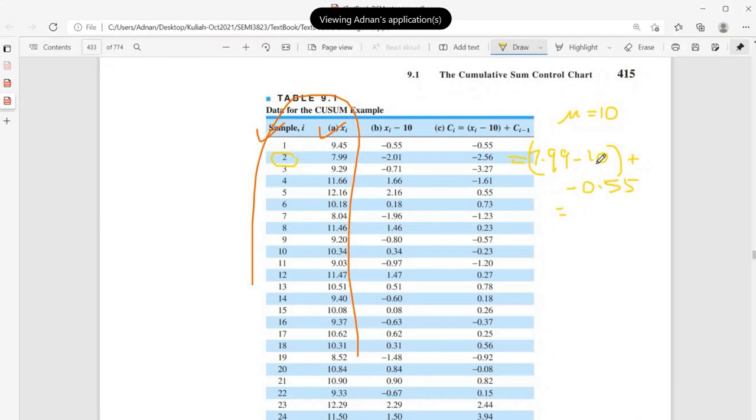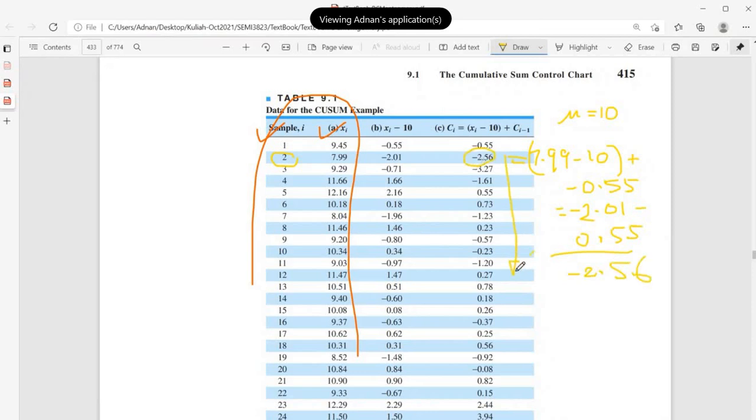From here you got 2.01 plus 2. So you have minus 2.01, minus 0.55. This is what you get: minus 2.56. Continue with the rest of the values.